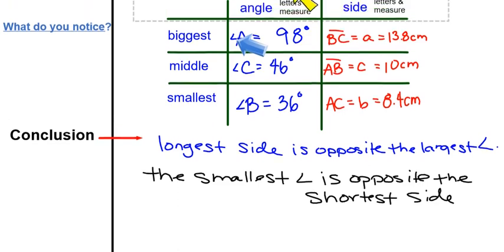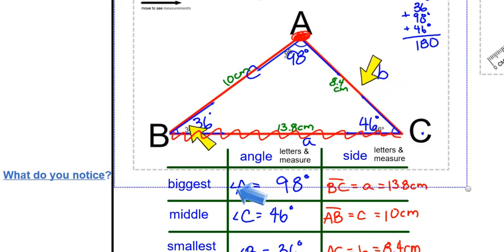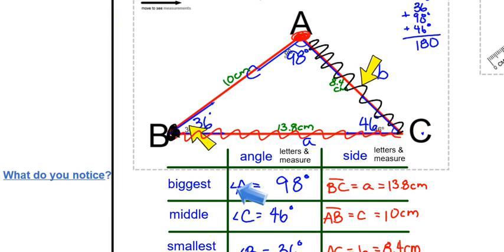Get that copied? And then let's go back and look again. The smallest angle right here is opposite the shortest side right here. And again, I like to draw that dot. The smallest angle and the shortest side are related to each other. They're opposites. Notice that they do not touch. The black dot does not touch the black line. They are opposites of each other.